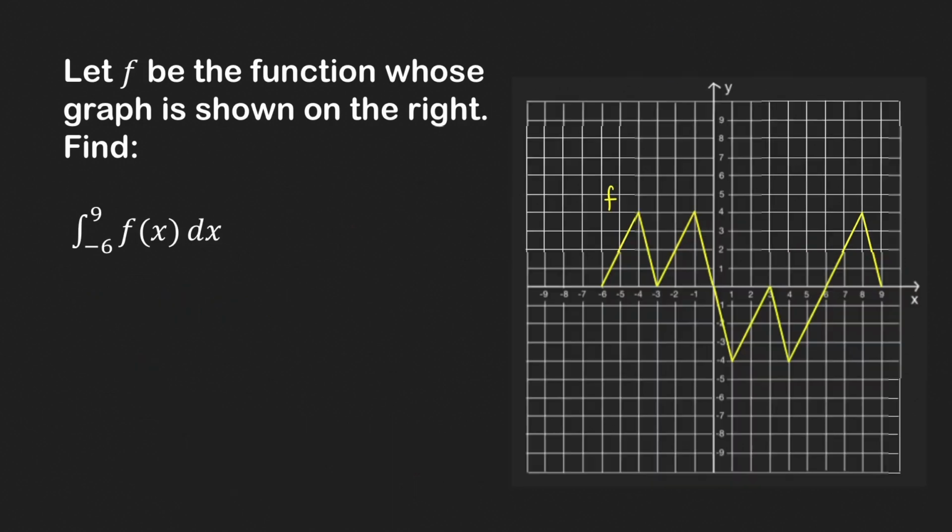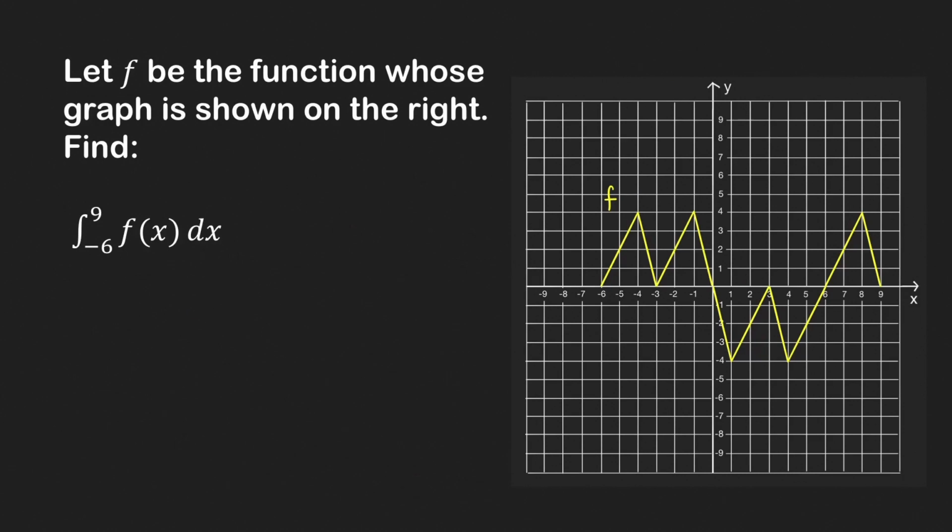Next problem. So what if we want to evaluate this integral here of f of x dx, this time from x equals -6 to x equals 9. So for this domain of the function f, it is clear from the graph that the value of the definite integral must be positive because we have more area above the x-axis than below the x-axis.